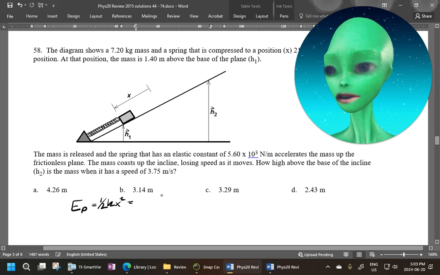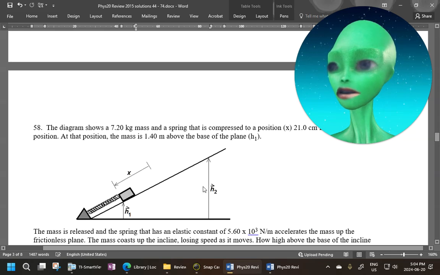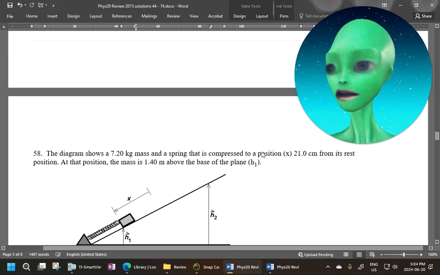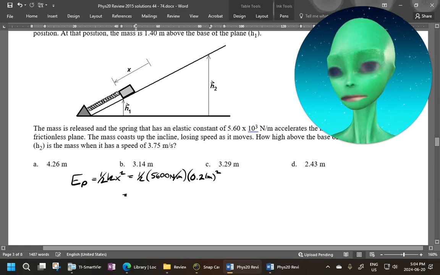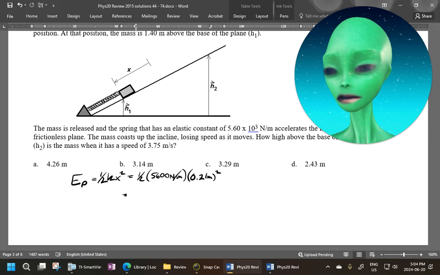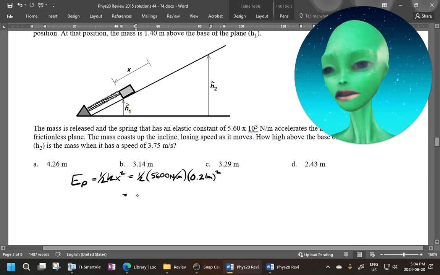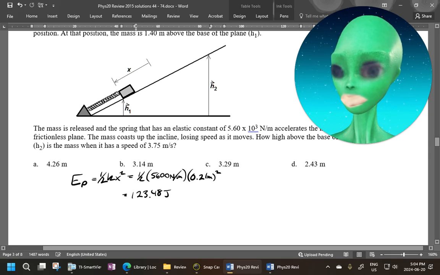So I want to do this first. So I got 1/2, I got the K, 5,600 newtons per meter. So that means I'm going to want to change the compression of that 21 centimeters to 0.21 meters. I'm going to make sure that's squared. Okay, so this is my elastic potential energy. So here I have 123.48 joules of potential energy at this point.